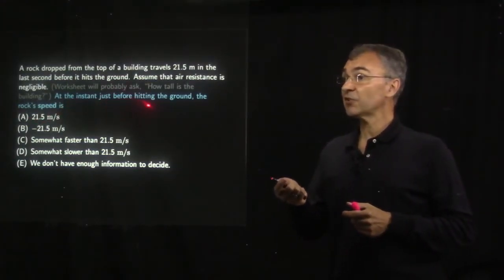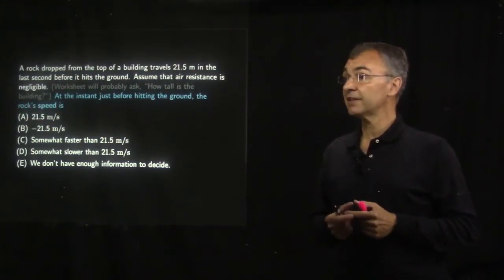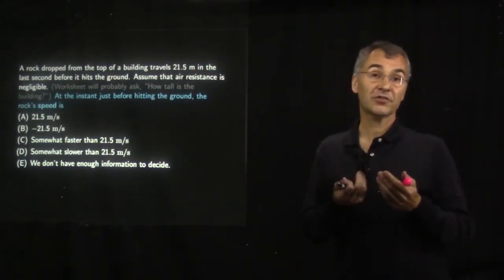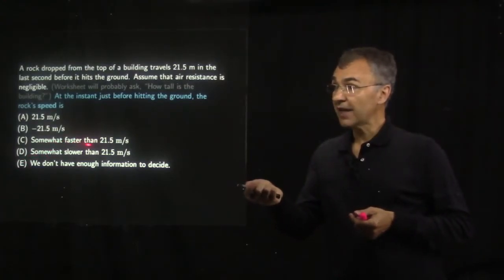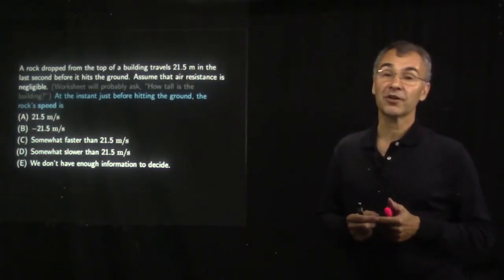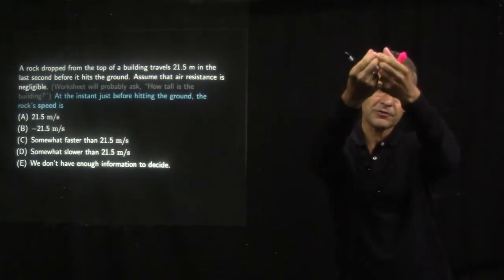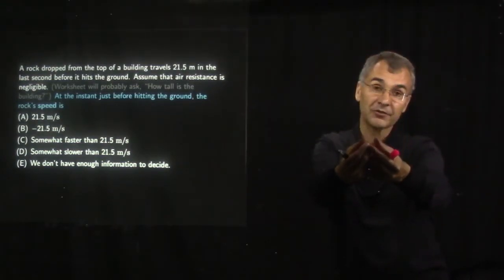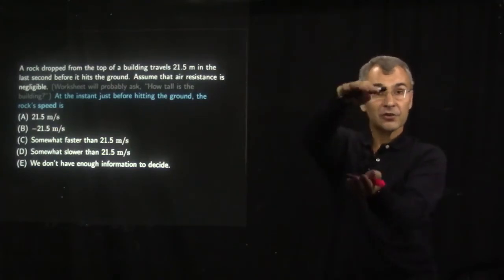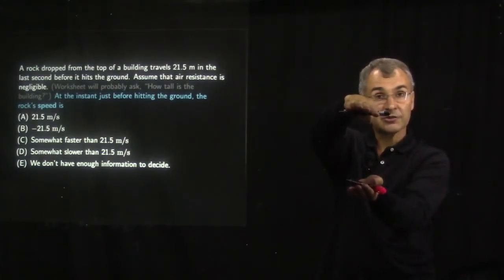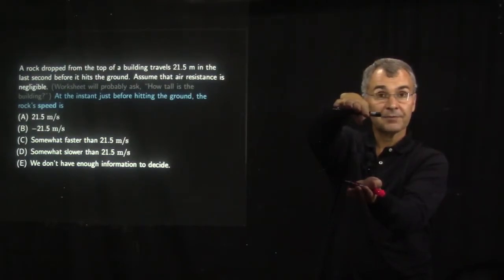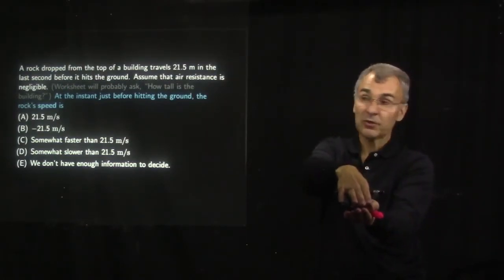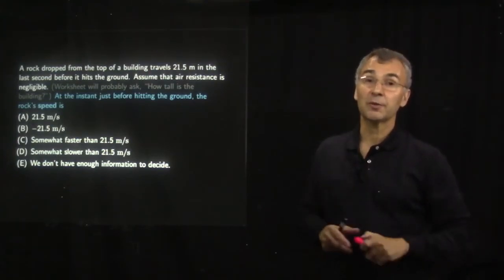At the instant just before hitting the ground, the rock's speed is, well, I think we just discussed this. I think it should be a little faster than 21.5 meters per second, because as it falls downward, it's going to go downward faster and faster. So if in this last interval its average velocity is 21.5 meters per second downward, then just before it hits the ground, it must be going a little faster than 21.5 meters per second.